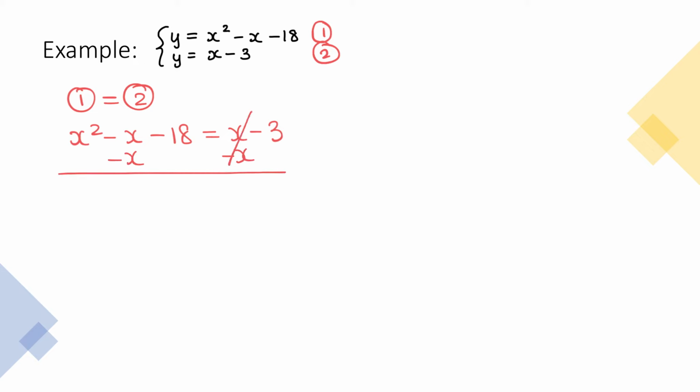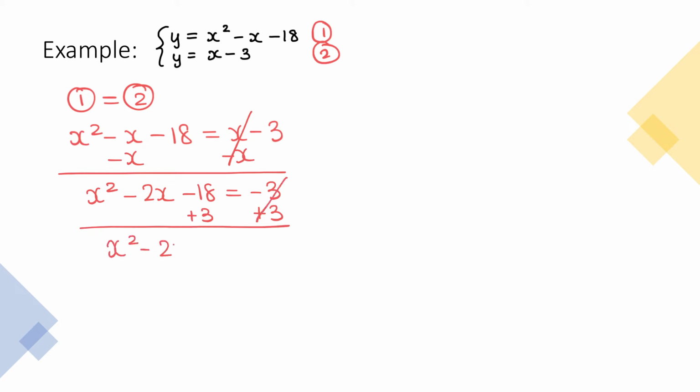This is going to cancel. We've got now x squared, negative x, subtract x is going to be negative 2x. Subtract 18 is equal to negative 3. And then I'm going to have to add 3 to both sides. This is going to cancel, and I'm going to get x squared minus 2x, subtract 15 is equal to 0.